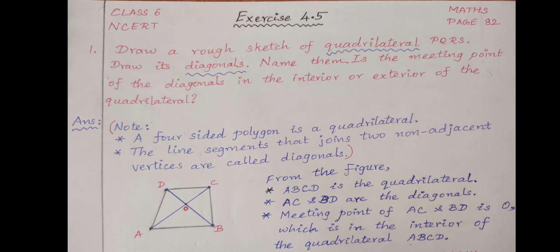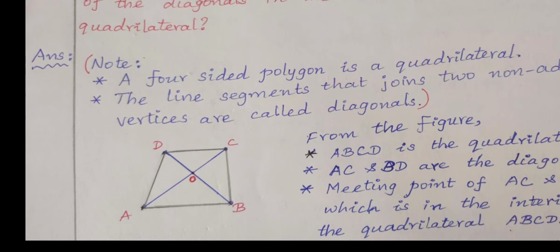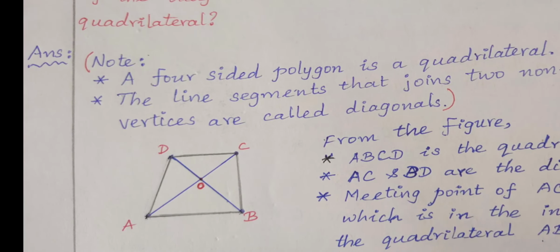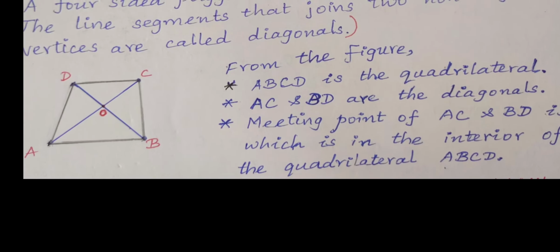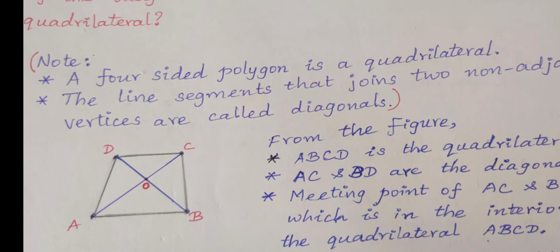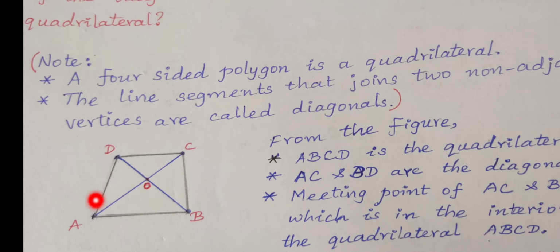Okay. Now let us see the problem. We have drawn a rough sketch of a four-sided figure, a four-sided polygon, which is called a quadrilateral. No need to worry about the length and breadth of the quadrilateral. You can draw just a four-sided polygon. From the figure, ABCD is a quadrilateral.